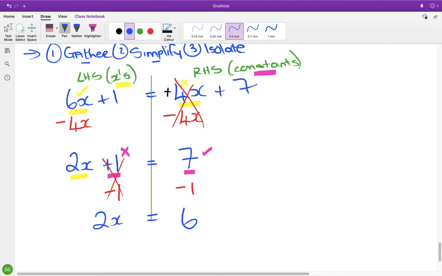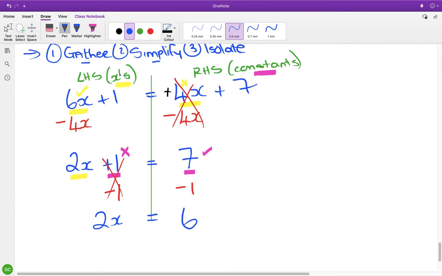This 4x was not on the left, it was on the right. So I had to get rid of it, but we know how to get rid of it. We performed the inverse operation, that took it out, but remembering that if you have to perform an inverse operation, you must balance it on the other side. I then simplified by doing 6 minus 4, which gave me 2. Then I had 2x plus 1 equals 7.